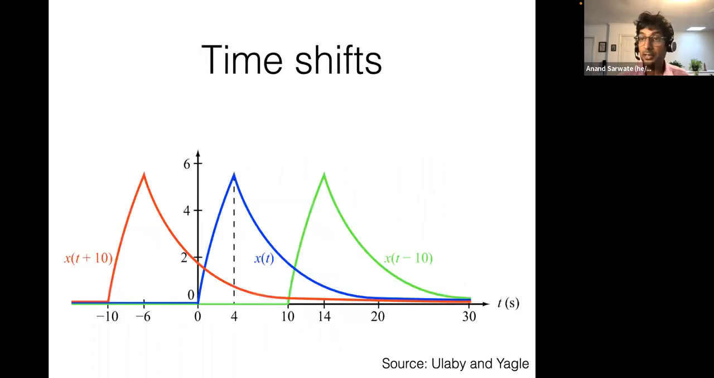So time shifts are the first, simplest type of system. It's a delay. If it's x minus something, it's a delay by something. So x minus 10 is a delay by 10, and x plus 10 is a shift to the left by 10. So it's kind of moving it back in time, making it start earlier. And these figures are from this nice book by Ulaby and Yagle, which is posted, available for free through the University of Michigan.